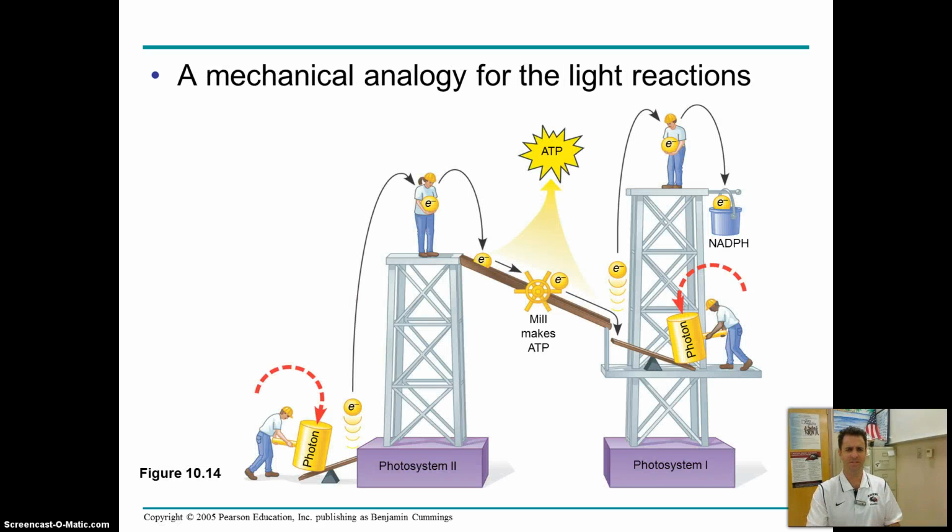A nice analogy for this, of course, is using photons to excite the electrons, passing them down this water mill, which produces ATP, and then grabbing the electrons after further excitation into a bucket, capping it with the hydrogen, if you like, and carrying them off to the Calvin cycle.